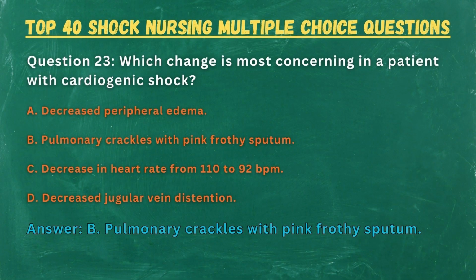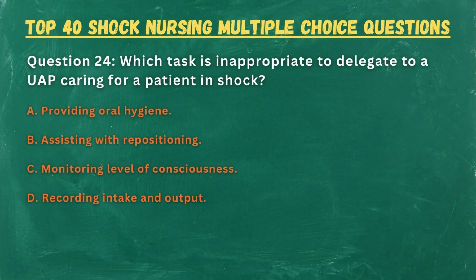Answer: B. Pulmonary crackles with pink frothy sputum. Question 24. Which task is inappropriate to delegate to a UAP caring for a patient in shock? A. Providing oral hygiene. B. Assisting with repositioning. C. Monitoring level of consciousness. D. Recording intake and output.